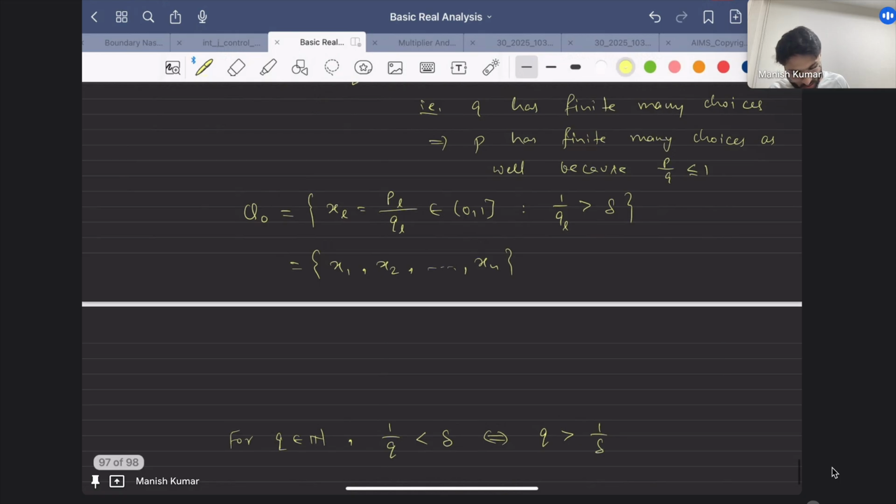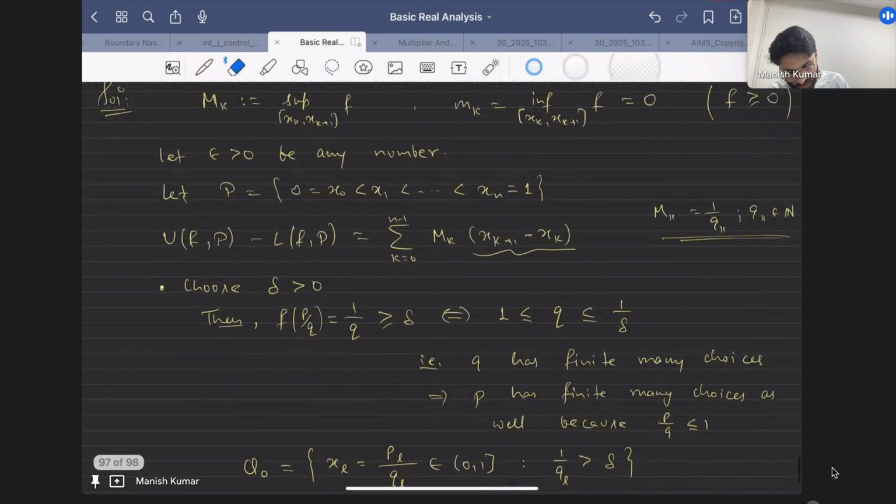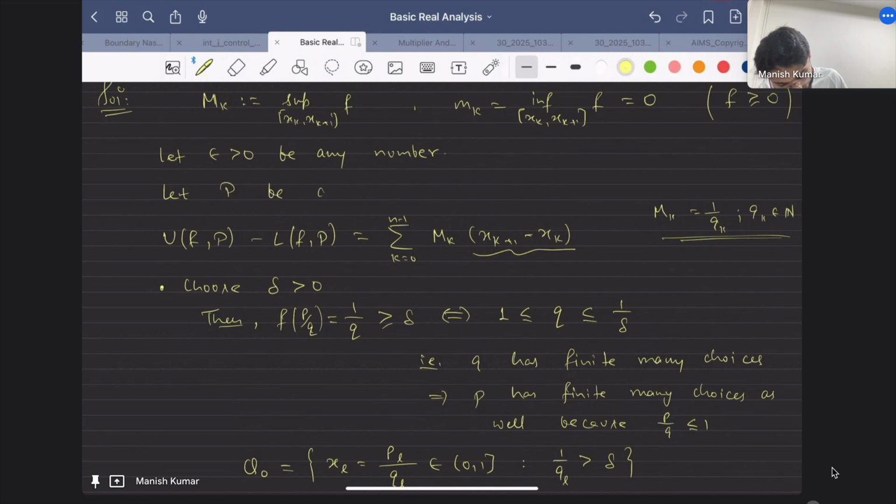Now for the rest of the points, I have to find a partition. So P was given to us. Okay, let's not name it as of now, we'll rename it probably. So let P be any partition. Okay, then it would be a bad way to write. I cannot write this x.